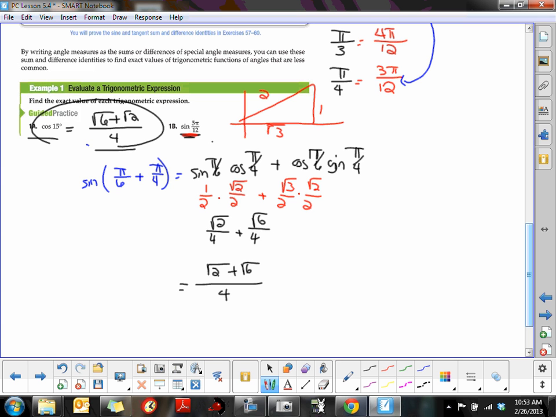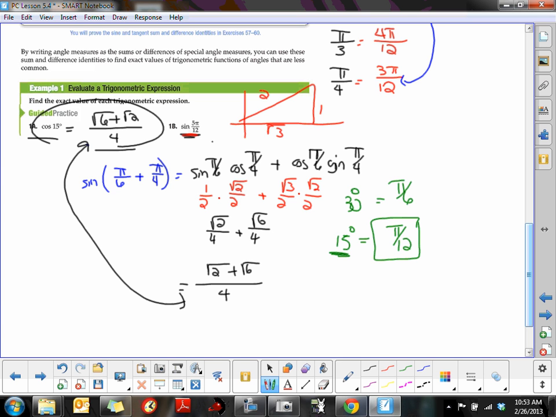The reason I wanted these two to stay up here is because these two are exactly the same, and I want to highlight one more connection here. If you have a 15-degree angle, a 15-degree angle is related to a 30-degree angle. 15 is half of 30, so what I want to think of for 30 degrees is pi sixths. So half of pi sixths is pi 12ths. So anytime you see a 15 or a multiple of 15, it's really a multiple of pi 12ths.